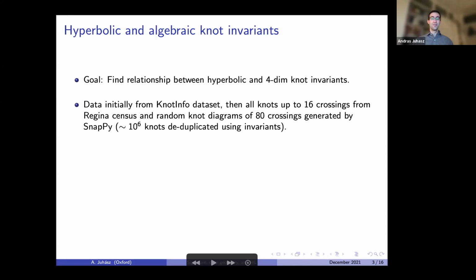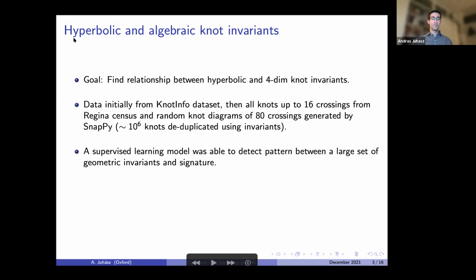So the data that we looked at initially was from the KnotInfo dataset, which contains knots up to 12 crossings, and then later at the Regina census, which has knots up to 16 crossings. And then we also generated these random knot diagrams using SnapPy of 80 crossings when you apply SnapPy simplify. Of course, you might have some duplicates, but you can get rid of these by using various knot invariants. So this was a data set of 10 to the 6 knots approximately.